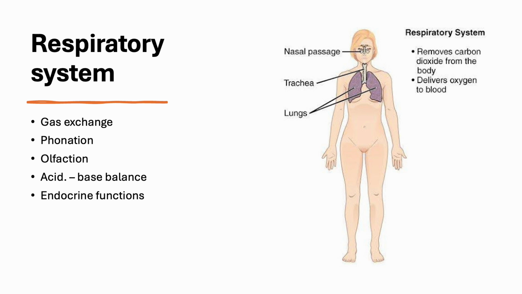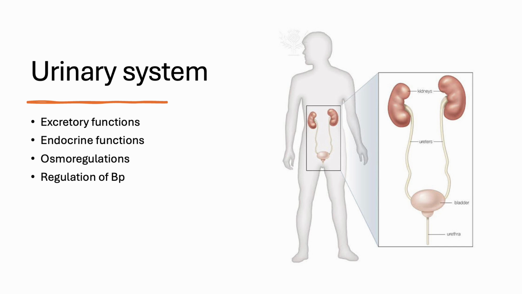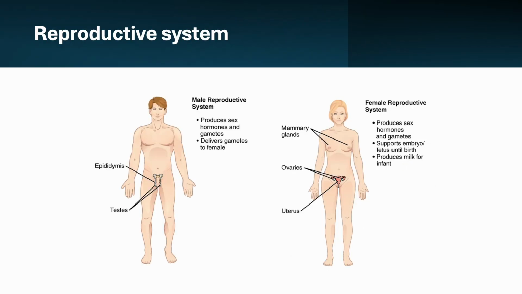It also offers endocrine functions. It is made up of the nasal passage, one of the components of the respiratory system, the trachea, lungs, bronchi, and other things. The urinary system has excretory functions and endocrine functions, and also offers a small regulation of blood pressure. It is made up of the kidney, ureters, bladder, and urethra.